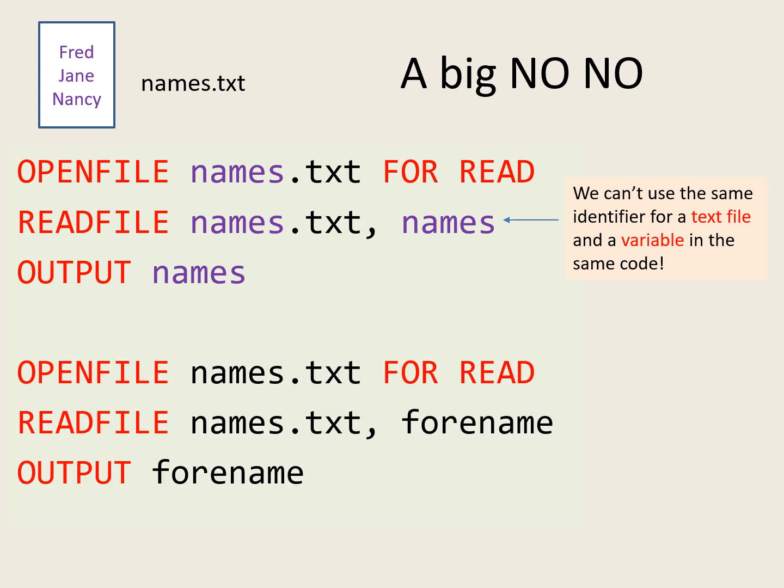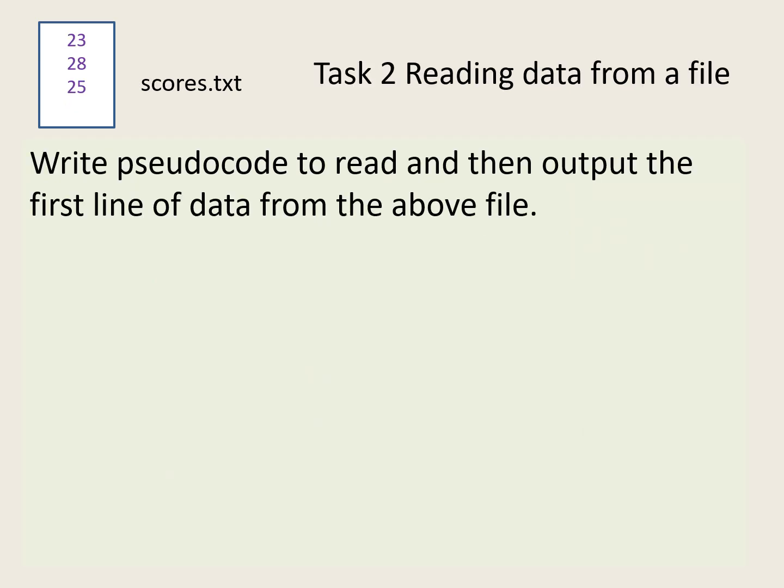So we would do something like we did on the last slide. The text file is called names.txt, and I'm going to read the first line or the first piece of information. I'm going to store it using a variable called forename, which I can then do stuff with, output, for example. Okay, so let's have a go at task 2. Write pseudocode to read and then output the first line of data from the above file. So pause the video, have a go, press play, see how you get on.